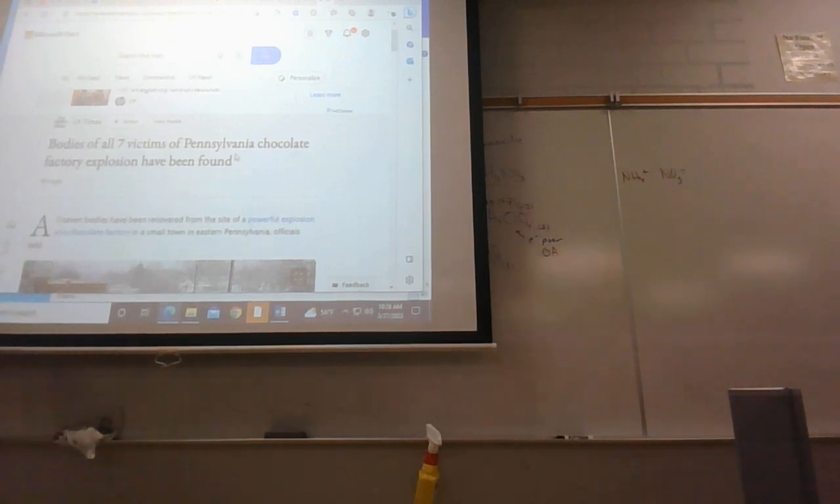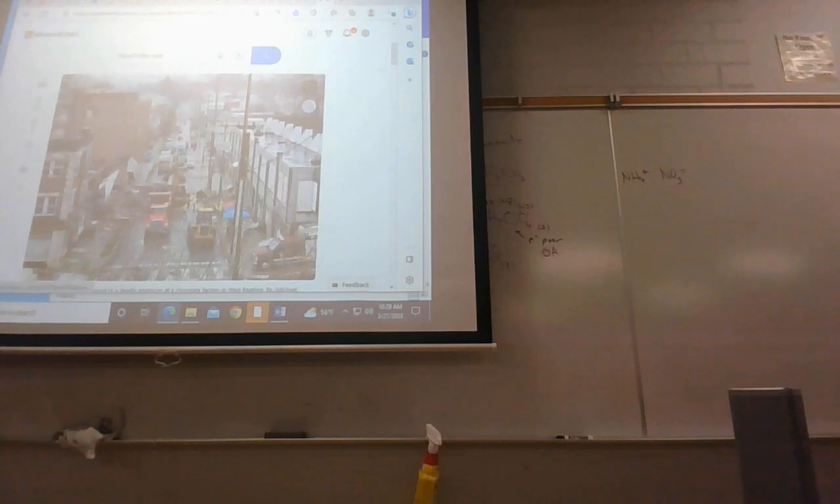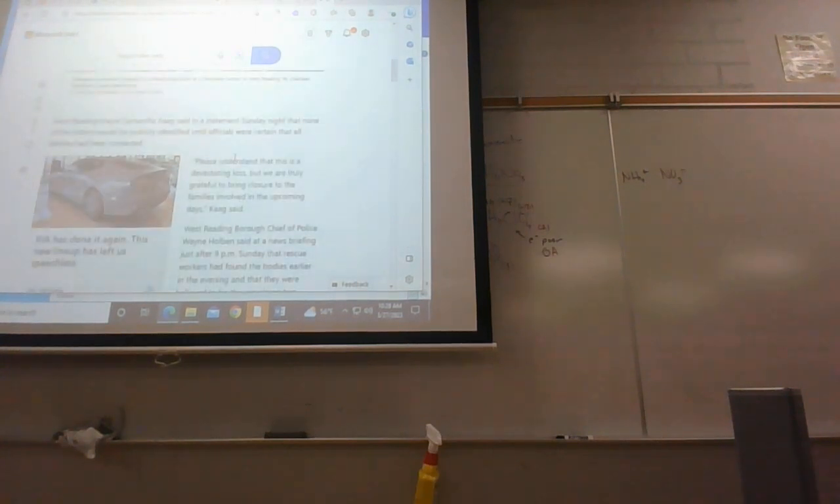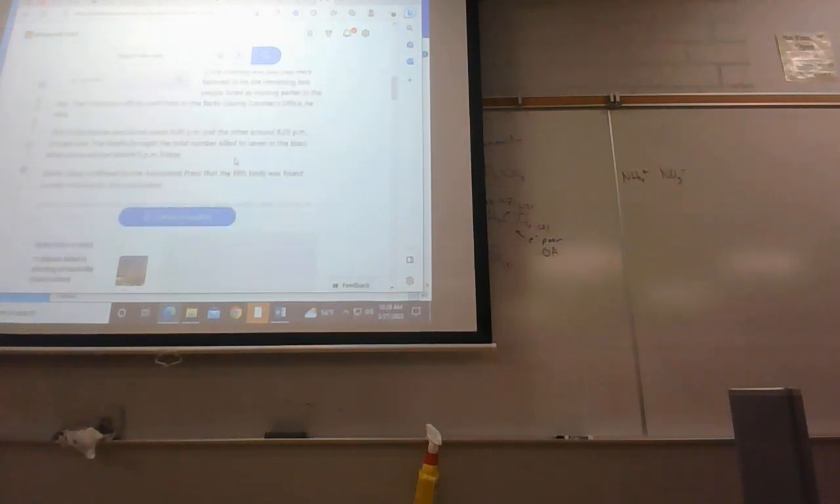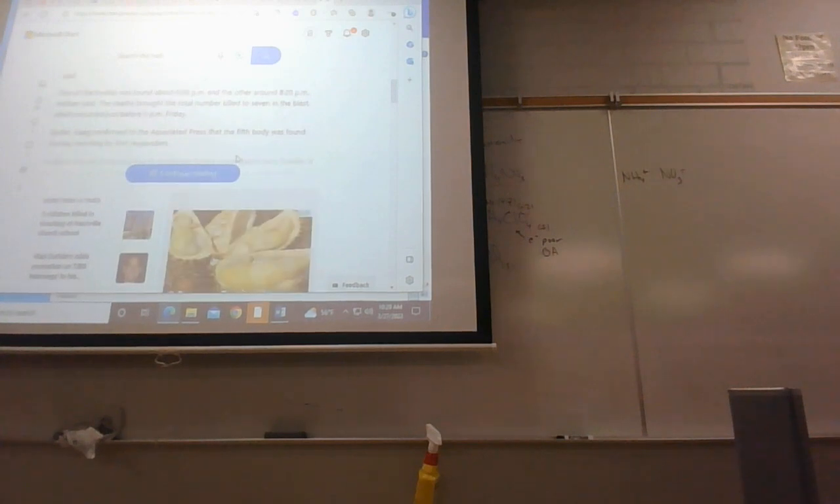This is from 4 hours ago: Bodies of all 7 victims of Pennsylvania chocolate factory explosion have been found. Powerful explosion in eastern Pennsylvania. You know, I think chocolate would be electron rich. I'm just curious how, because what you try to do is keep the reducers and the oxidizers separate so that they don't react and you don't have to worry. If you keep them separate, you'll be okay.